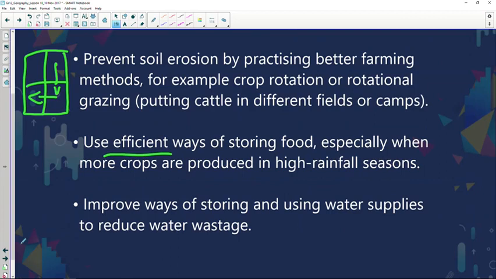And improve ways of storing and using water supplies to reduce water wastage. Now this one is quite important. If we look at 2017, what happened to the Western Cape, they experienced a major drought, probably the worst one in 100 years, and there's not enough water. They reckon that Cape Town is going to run out of water during January 2018.